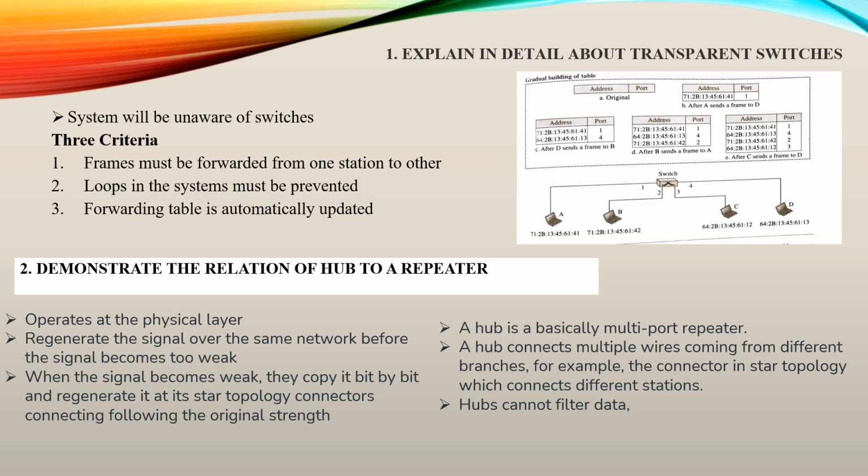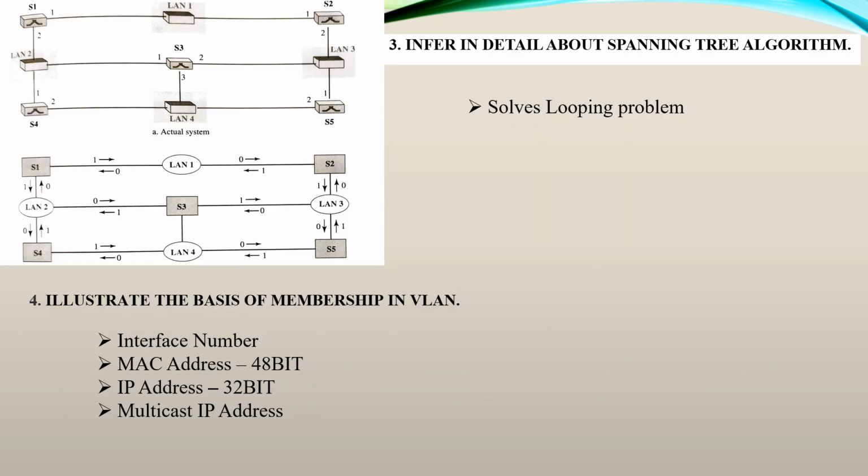Moving on to the next question, explain in detail about the spanning tree algorithm. The spanning tree algorithm is used for solving looping problems. These looping problems come up because of finding the shortest path and using virtual LANs. To ensure this, we use the spanning tree algorithm to solve the looping problem and also to find the shortest cost path.